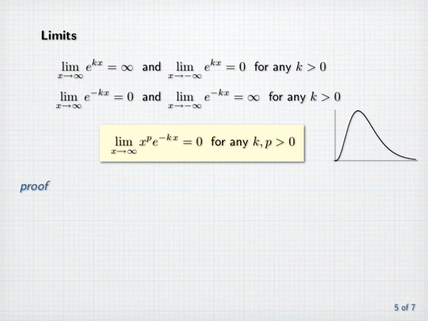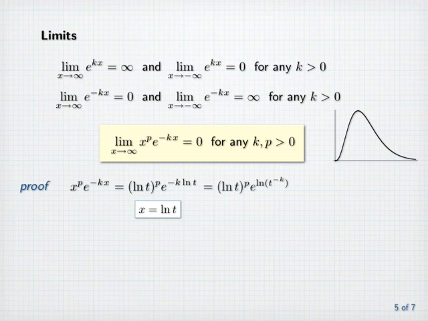First, let's rewrite x to the p times e to the minus kx by replacing x with the natural log of t. Note that t equals e to the x, and so t approaches infinity as x approaches infinity. Next, rewrite minus k times the natural log of t as the natural log of t to the minus k power, which is equal to t to the minus k, or 1 over t to the k.